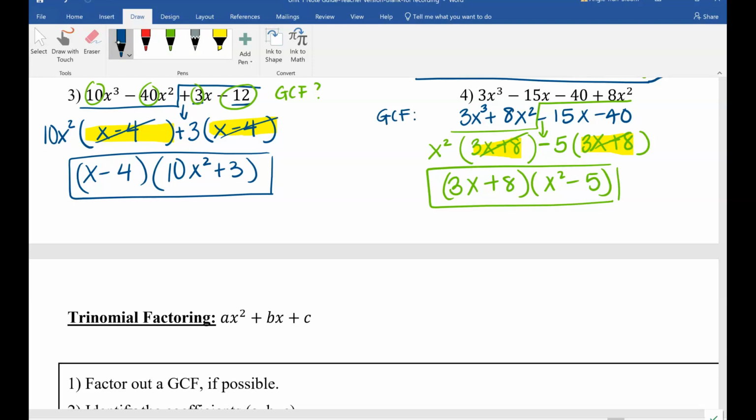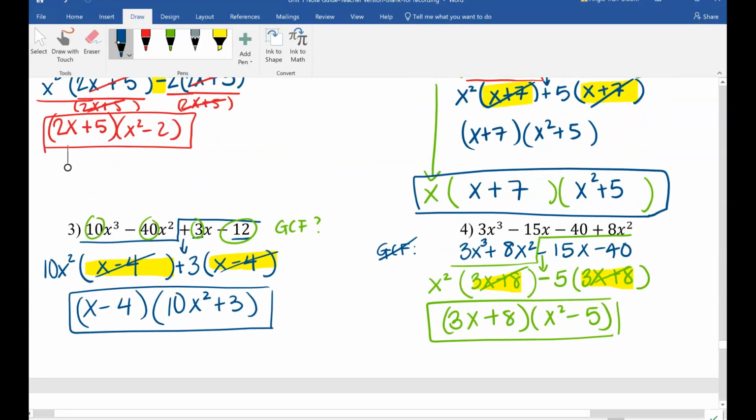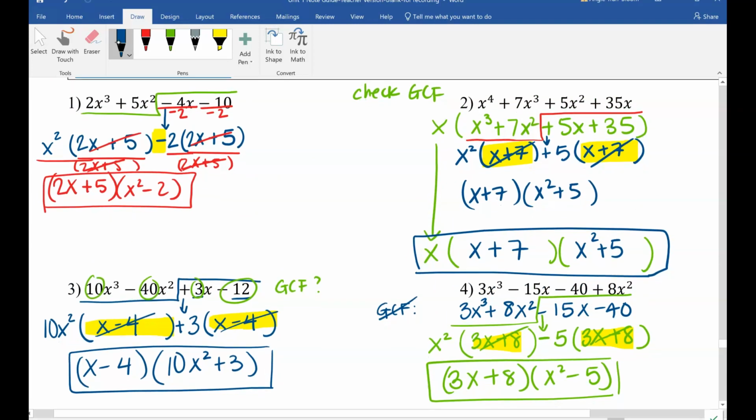And let's quickly glance at GCF again, because again, I forget to ask if we have a GCF. So 3, 8, negative 15, and negative 40, they don't have anything in common. X to the third, x squared, x, and there's nothing with 40. They don't have anything in common either. So there's no GCF here. And again, just be good and check that first, because sometimes they do have a GCF like number 2.